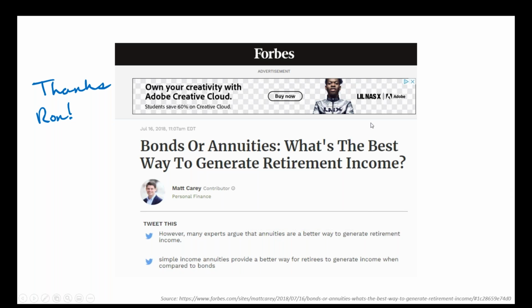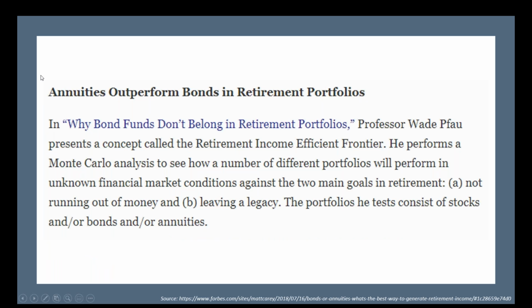And thanks, Ron, for sending this article. It's actually a couple of years old, but it was saying bonds or annuities, what's the best way to generate retirement income? Many experts argue that annuities are a better way to generate retirement income than bonds. Simple income annuities provide a better way for retirees to generate income when compared to bonds.